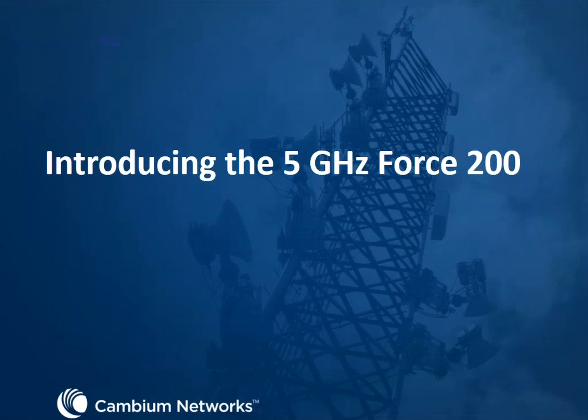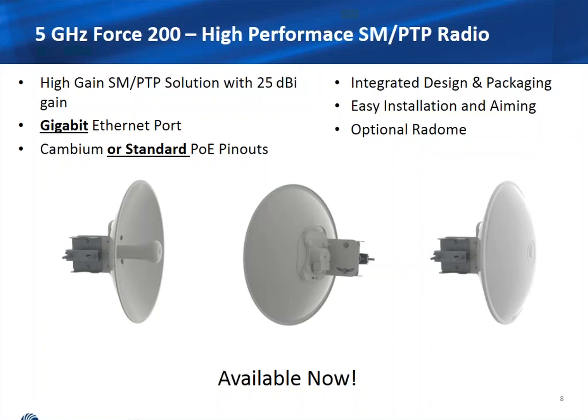Great, thank you. Okay. All right, so here we are, the Force 200, 5 gigahertz. What this product is, as I mentioned, is the next generation of a very popular product in the ePMP line, which we call the Force 110. So this is a high-gain radio that can be used as either an SM or a point-to-point solution. And the antenna's got 25 dBi of gain, so you can get some very good distances out of it. Some of the advantages that we have with the Force 200 over the Force 110 is that we've added a gigabit Ethernet port built into the radio.